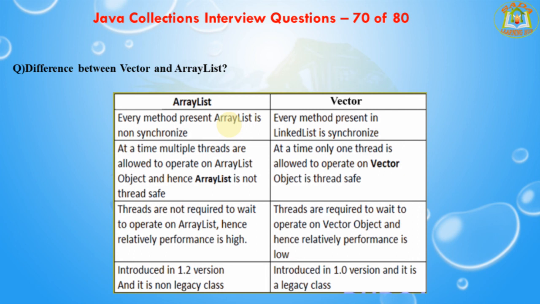Threads are not required to wait to operate on an ArrayList, hence relatively performance is high. Threads are required to wait to operate on a Vector object, and hence relatively performance is low. ArrayList was introduced in version 1.2 and it is a non-legacy class. Vector was introduced in version 1.0 and it is a legacy class.